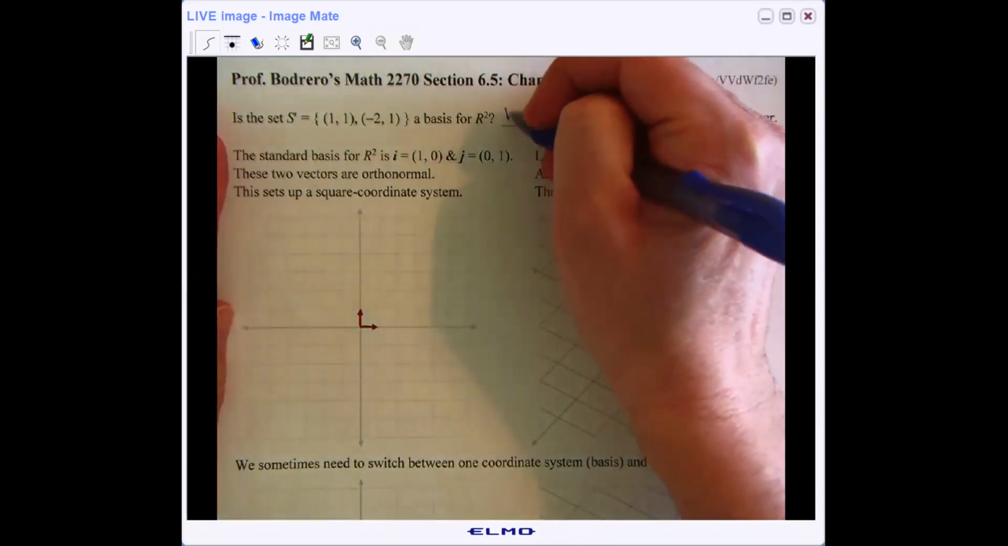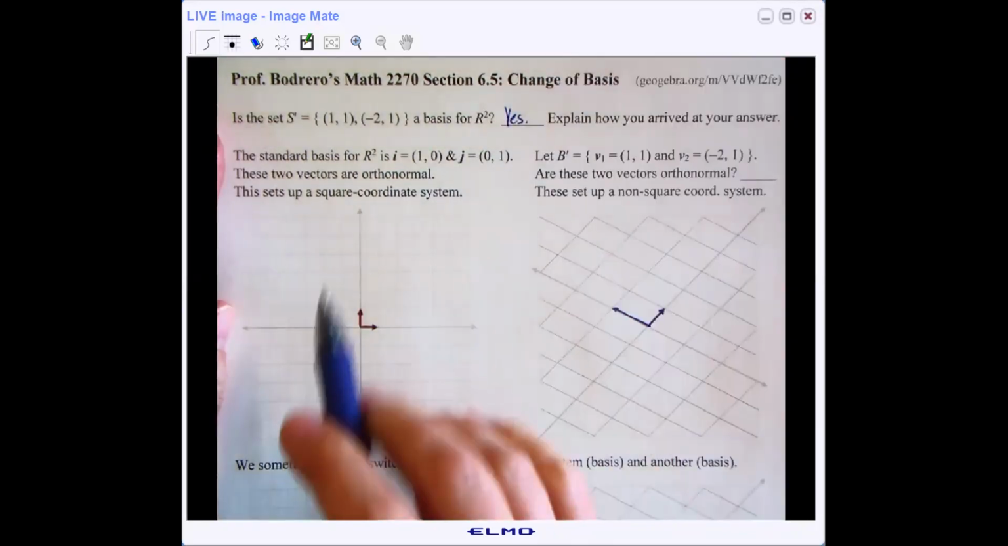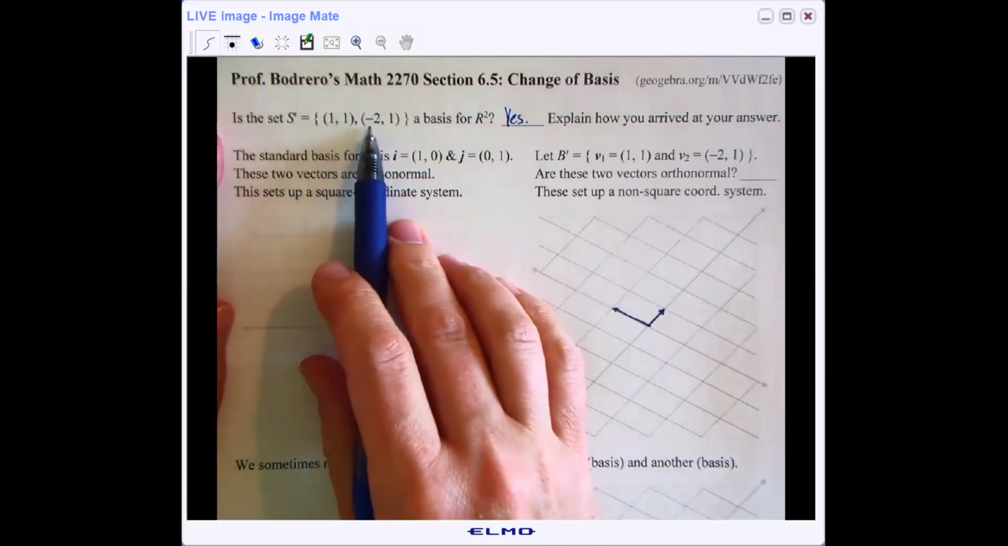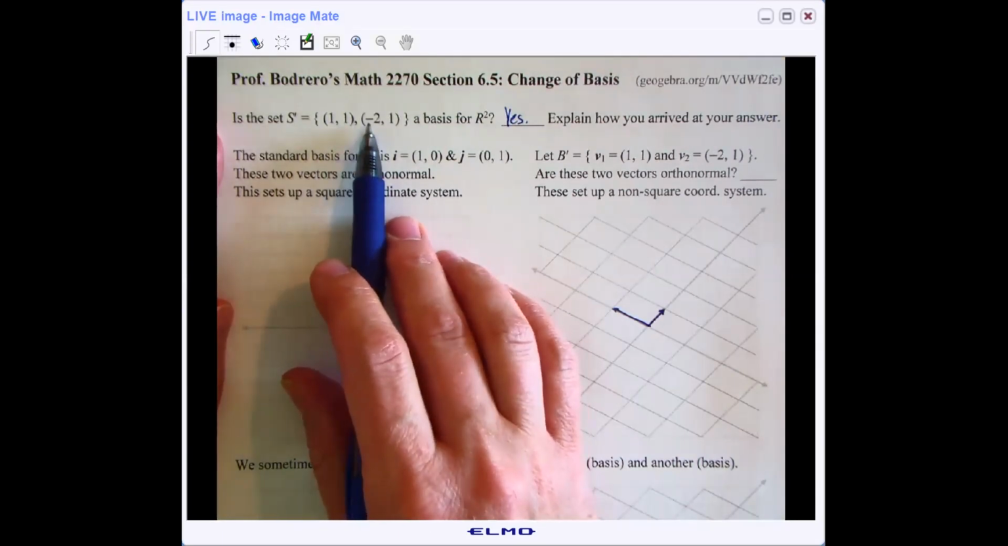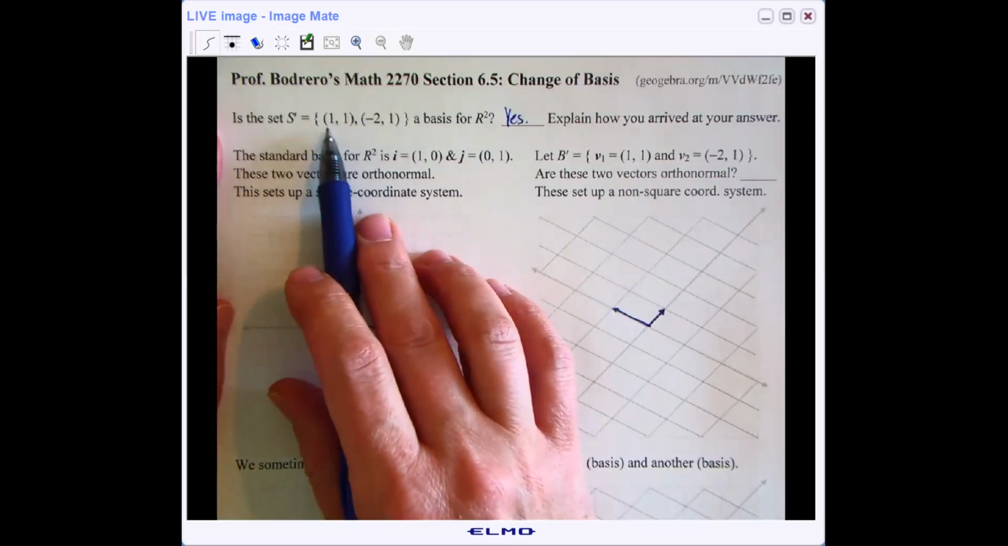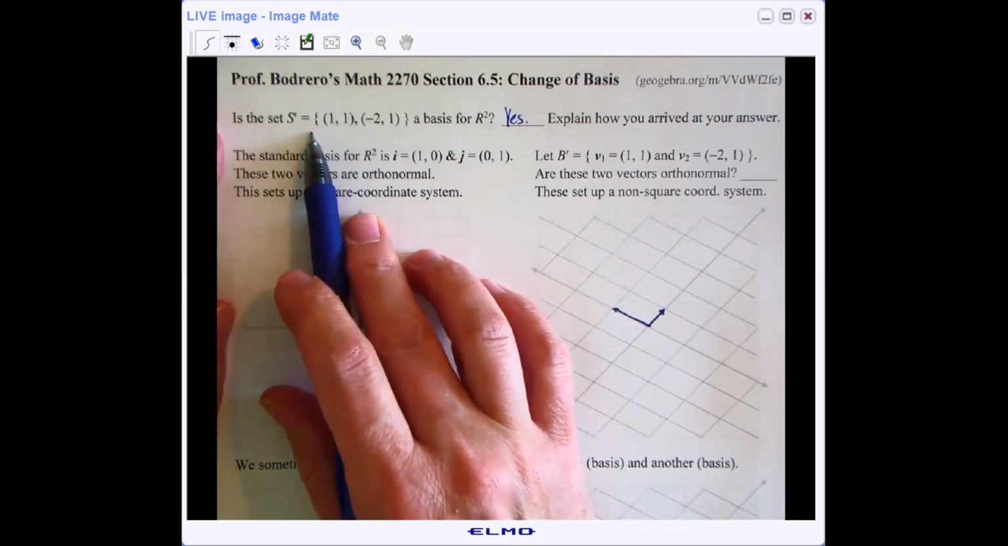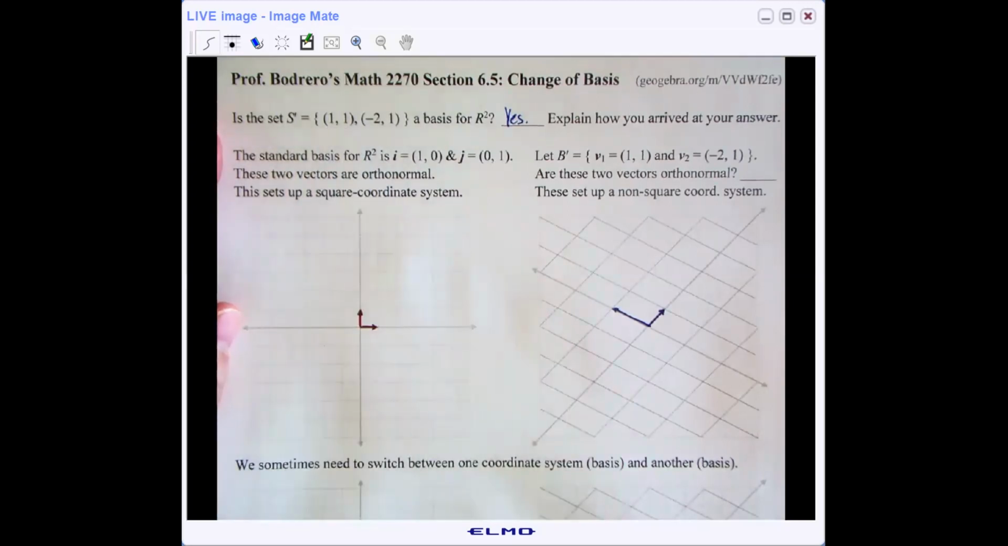The answer is yes, it is a basis for R2, because we have two vectors, and with only two vectors you only have to check if they're scalar multiples of each other, which they are not. We have two linearly independent vectors in a two-dimensional space, and so we know that that is a basis.